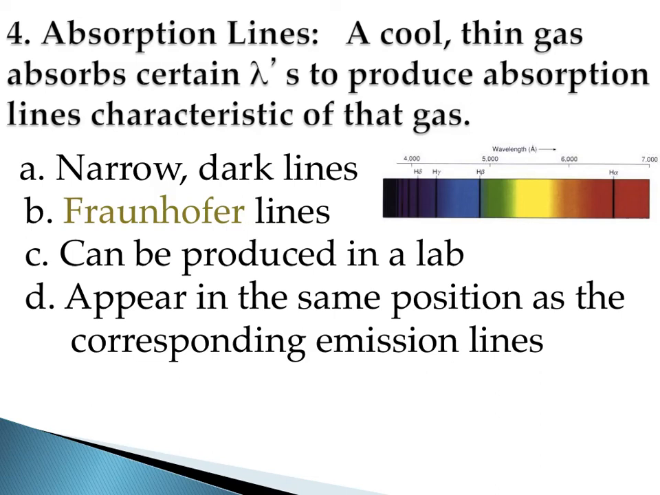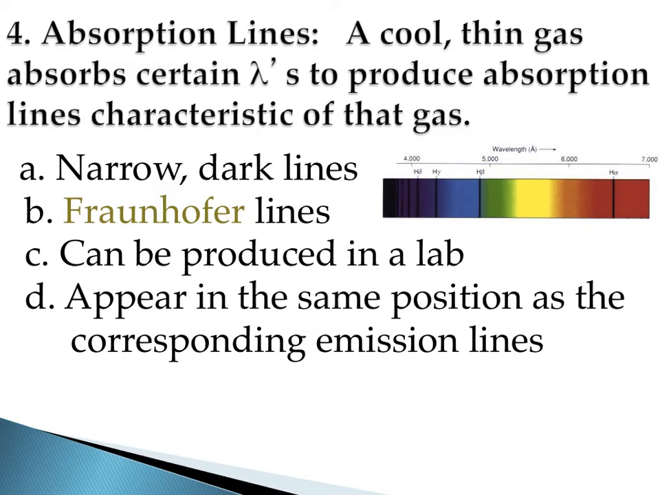What's the difference? Well, in this case, for absorption lines, you have a cool gas, not a hot gas. So if you heat up sodium gas, you get two bright yellow lines. But if you pass a light through cool sodium gas, you'll get a rainbow background, but two dark lines right at the exact same place in the yellow, two absorption lines.